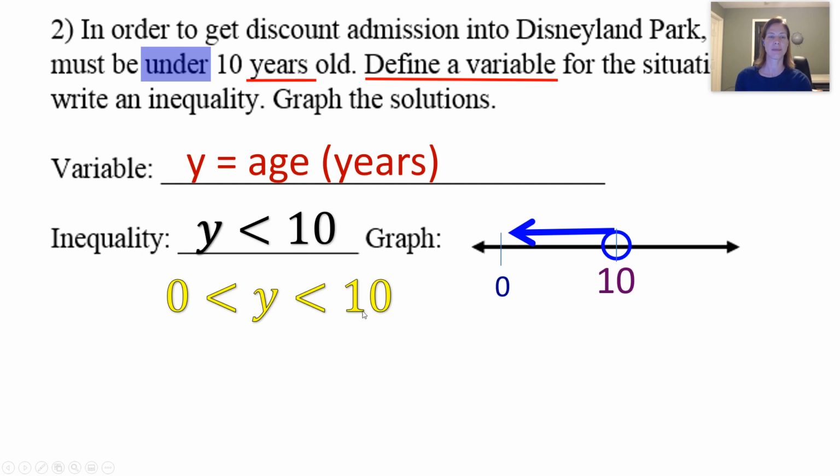So this is called a compound inequality. It's just some little bit of extra information in this video. This means the age has to be greater than 0 and less than 10, but you don't have to know this at this point yet.